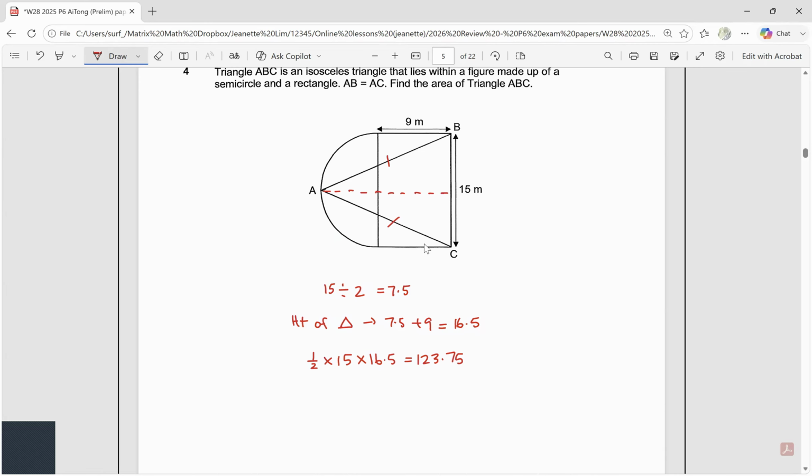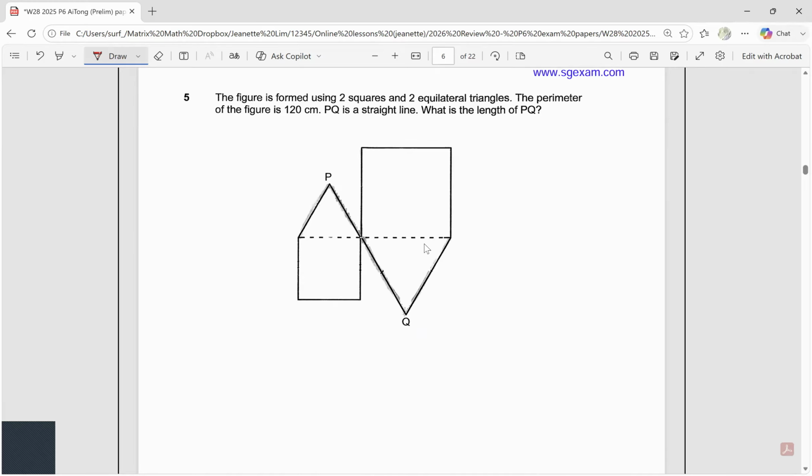Okay, next question, question 5. The figure is formed using two squares and two equilateral triangles. The perimeter of the figure is 120 cm. PQ is a straight line. What's the length of PQ?